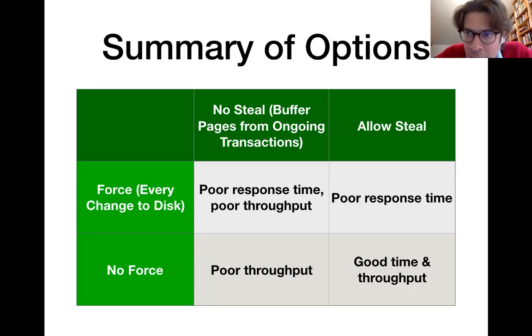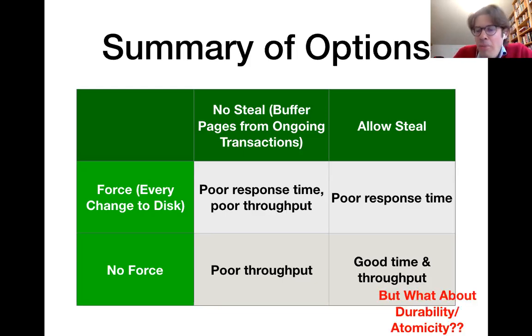So allowing stealing leads to a higher throughput, and having a no-force policy, which means we do not force transactions to write all the changes to hard disk, leads to better response time. So for performance reasons, we want to allow stealing, and we don't want to force writes to hard disk. The problem with that is, of course, what do we do about durability and atomicity guarantees?